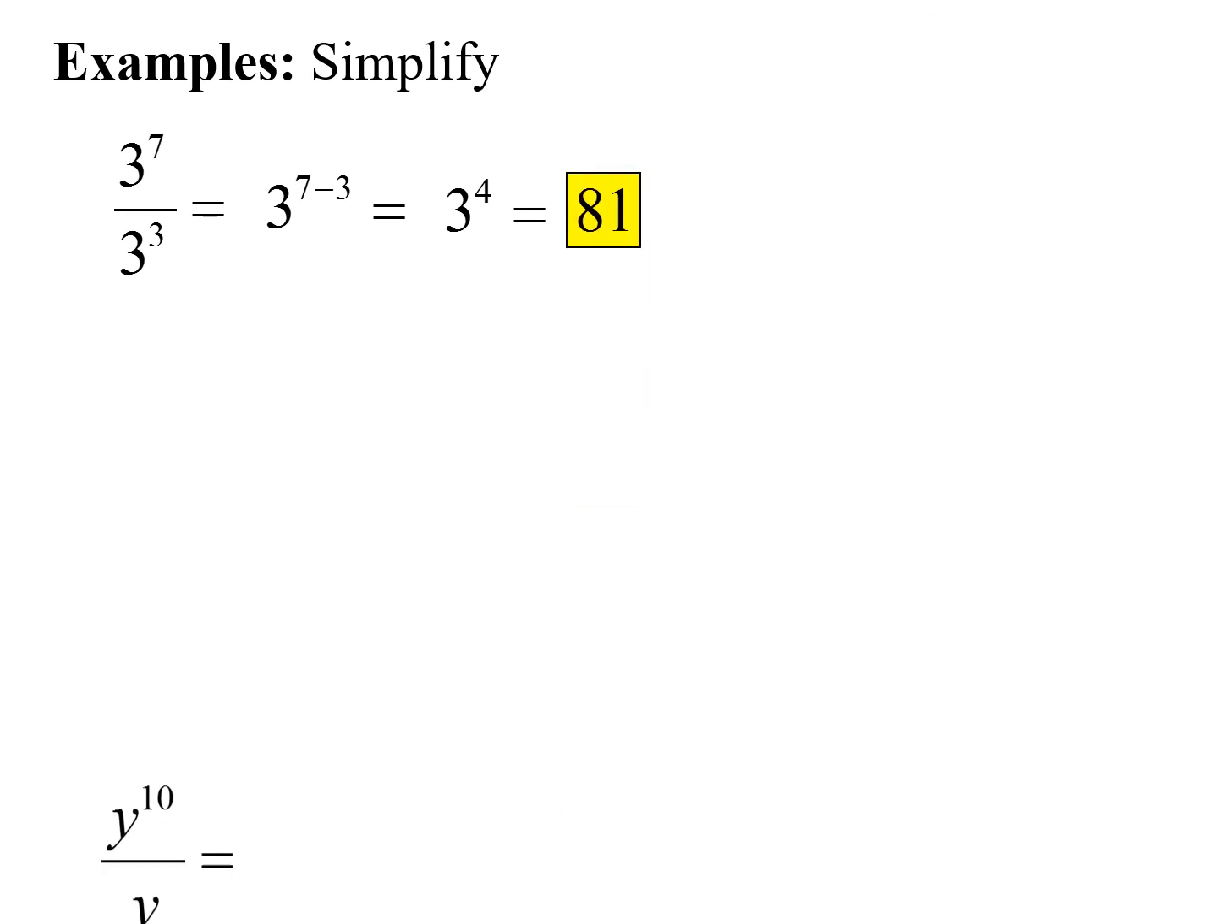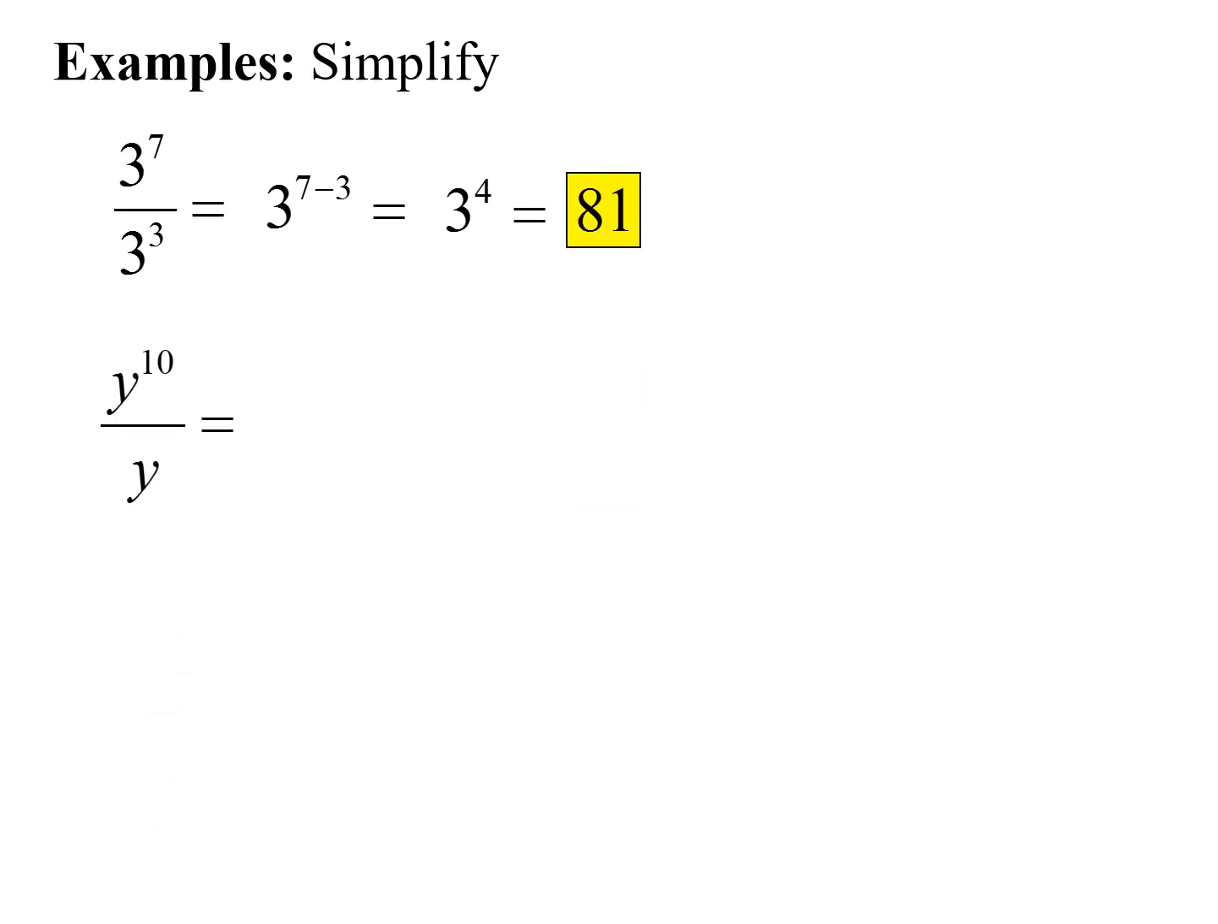All right, let's take a look at simplifying a few using the quotient rule. If I have 3 to the 7th over 3 to the 3rd, that is going to be 3 to the 7 minus 3, which is 3 to the 4th. 3 to the 4th is equal to 81.